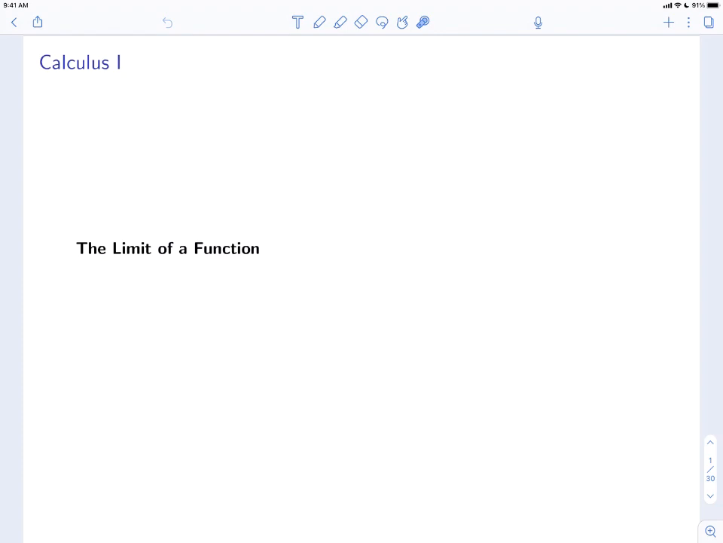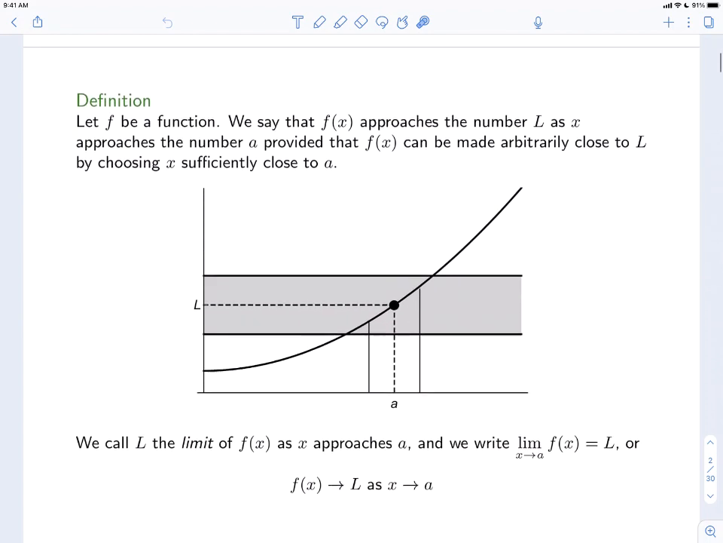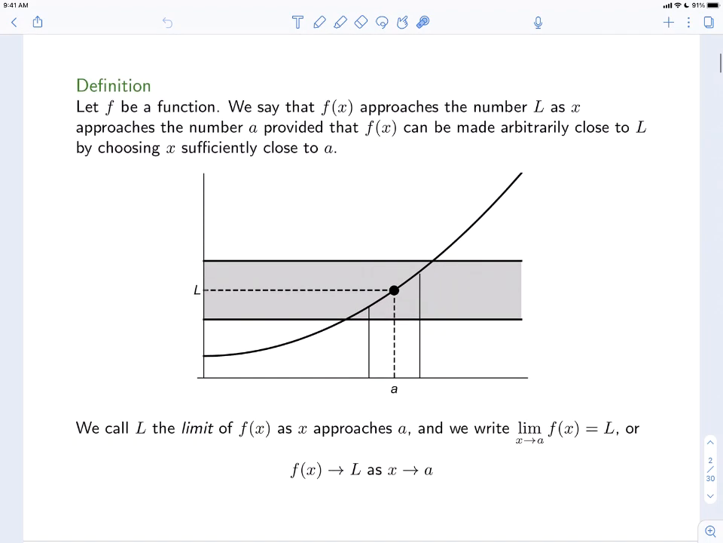In this video, we'll talk about the limit of a function. Let's start with the definition. Let f be a function. We say that f at x approaches the number L as x approaches the number a, provided that f at x can be made arbitrarily close to L by choosing x sufficiently close to a.